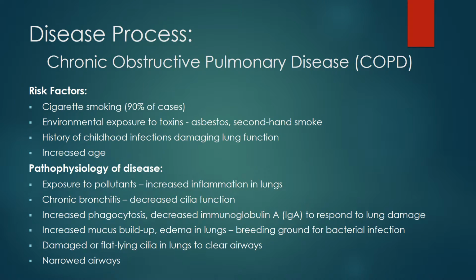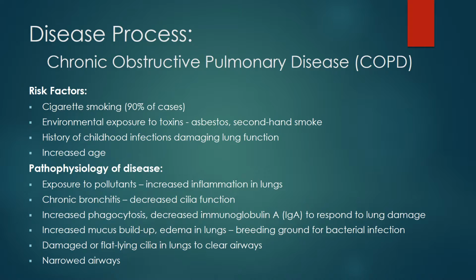So, risk factors for the development of COPD: cigarette smoking is prevalent in 90% of cases, so it is the number one risk factor. Also, various environmental exposure to toxins. So if someone were to work in an old building that had asbestos in it, or had a spouse or a sibling that smoked and they inhaled secondhand smoke. A lot of this can be workplace related for a lot of people, or just exposure within a home.